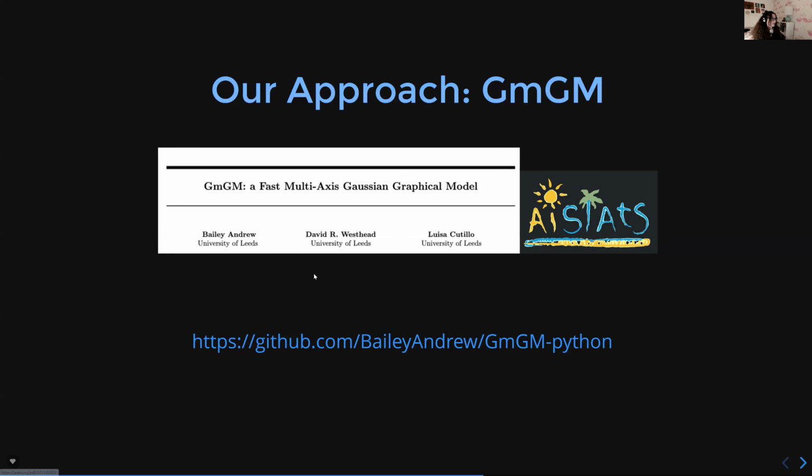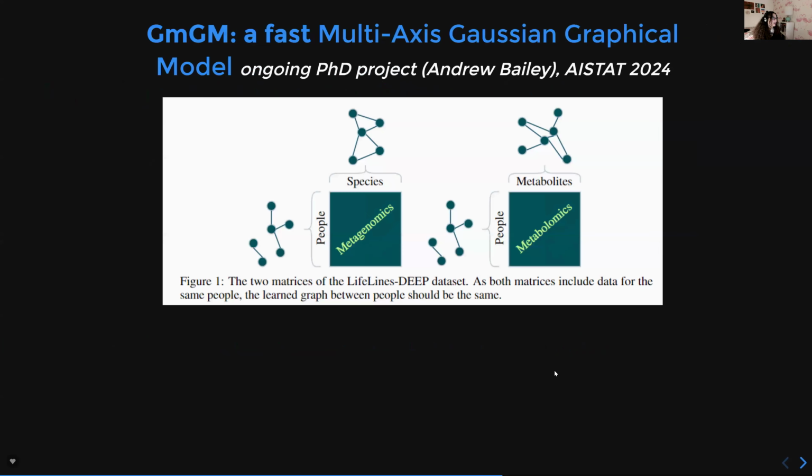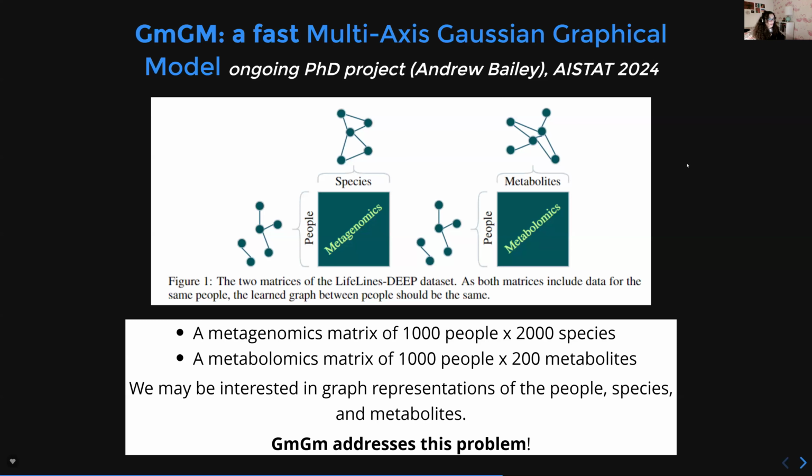With this approach, GmGM, developed during the PhD of Andrew, we have a repository for it. Andrew is the name, by the way, I'm used to saying. With this, we have a much more general framework where we can work with multi-omics. That means you can think of two, just for an easy example, metagenomics and metabolomics. So you can think of this example here.